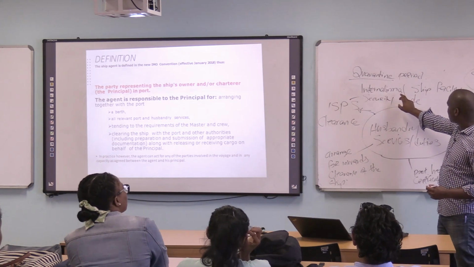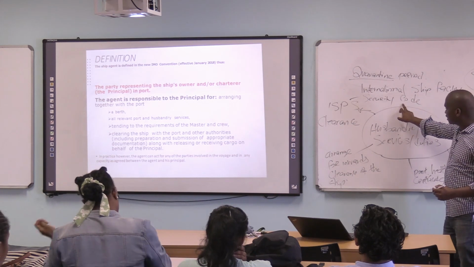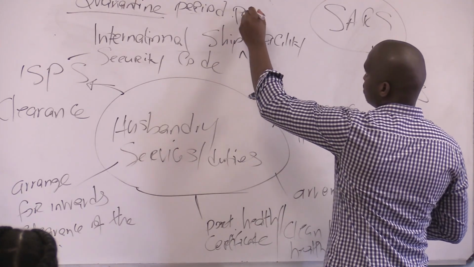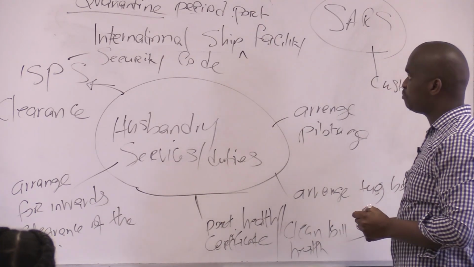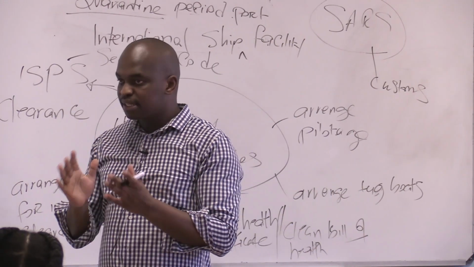I think it's International Ship Port Facility and Security Code. Yes, I think there is a P. Yeah, a port here, sorry. It's International Ship Port Facility Security Code. That's your ISPS. So what is ISPS basically?